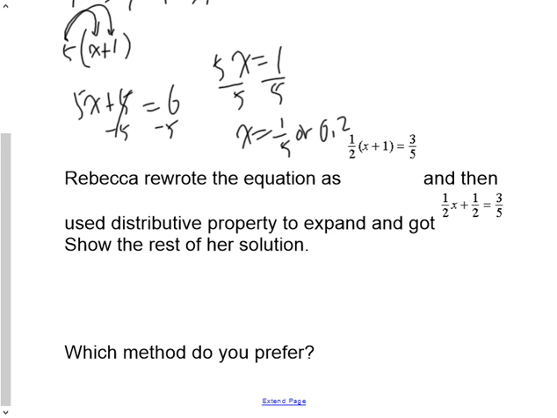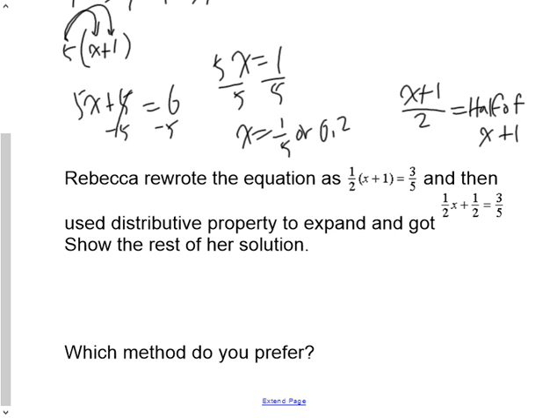Rebecca wrote the equation like this. So she said, if I think about this, what does this mean? Well, this really is half of x plus 1, and another way to write half of x plus 1 is half of x plus 1. So she reinterpreted it as that.